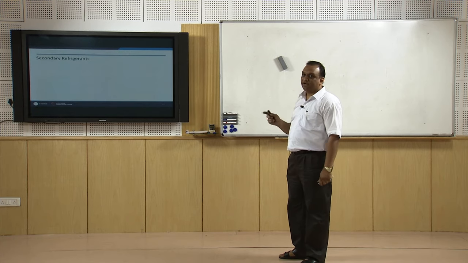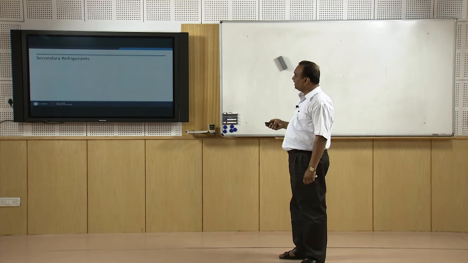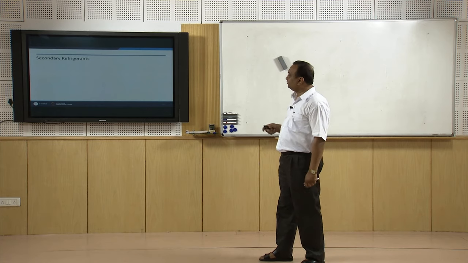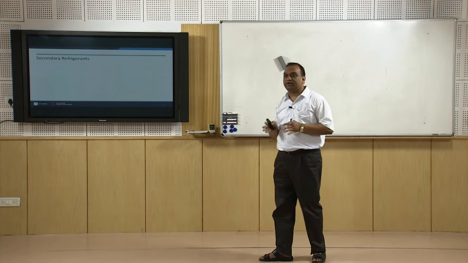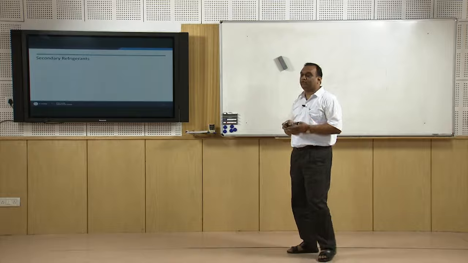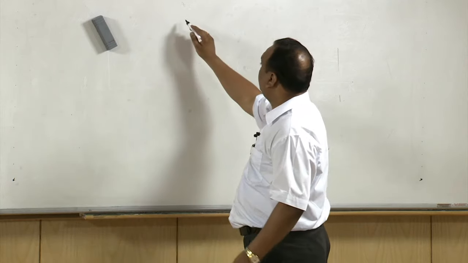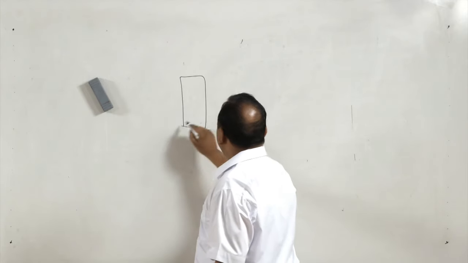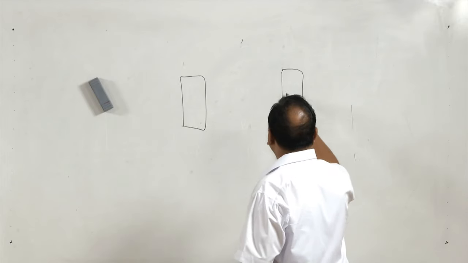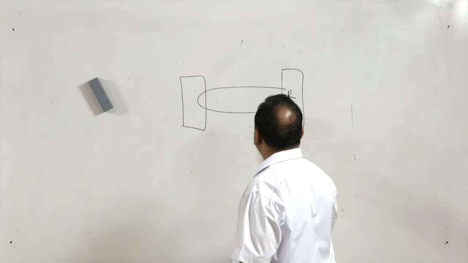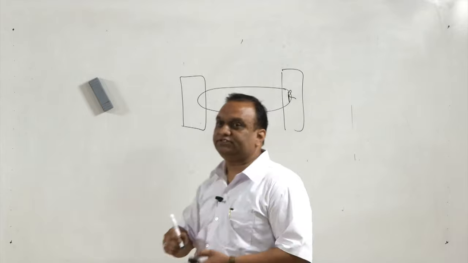Now, secondary refrigerants I have already discussed in an earlier lecture, but I would like to explain here also. Secondary refrigerants are those refrigerants which pick up heat from the object and discharge heat to the primary refrigerant. For example, chilled water in a high capacity refrigeration system.